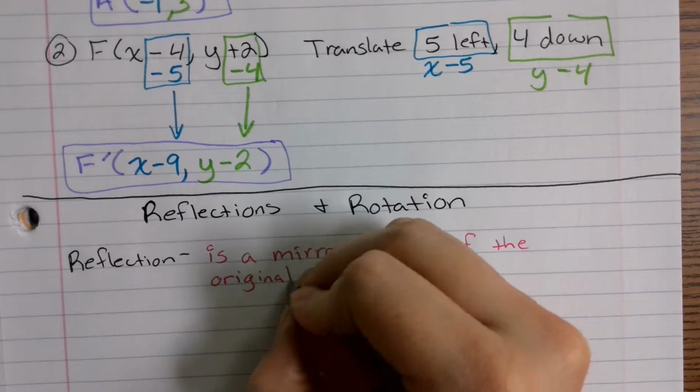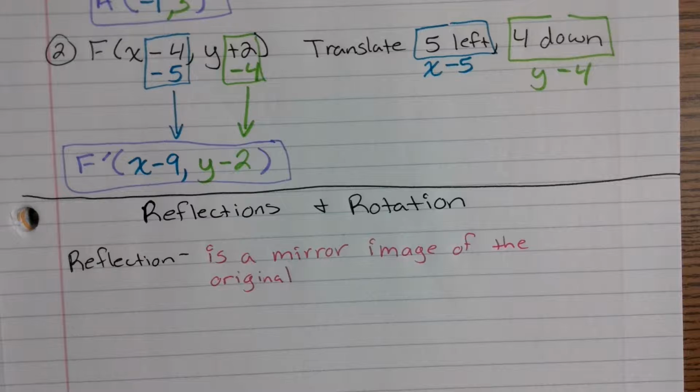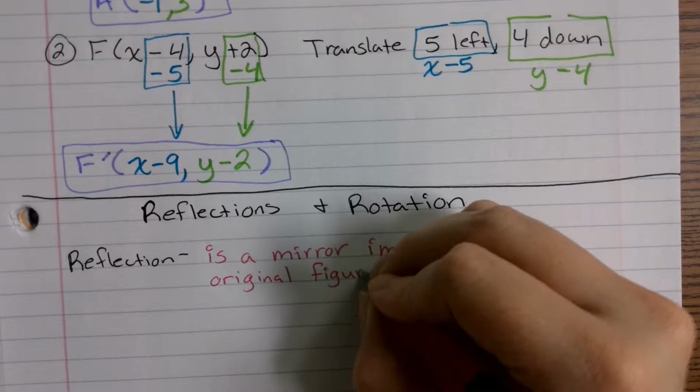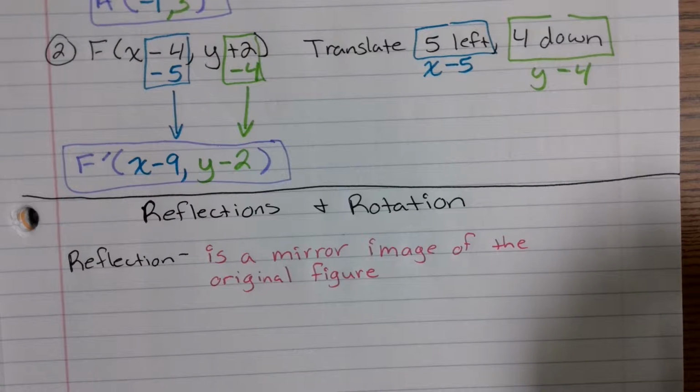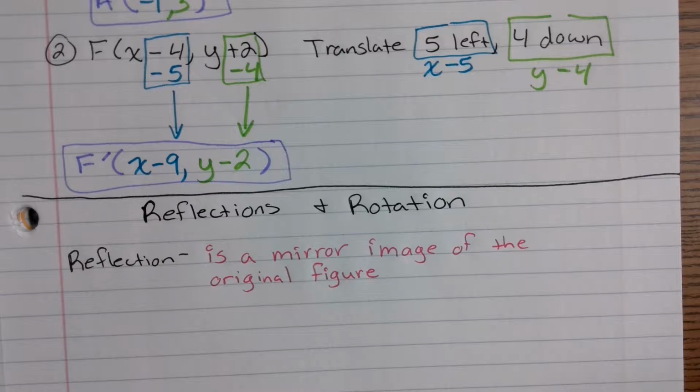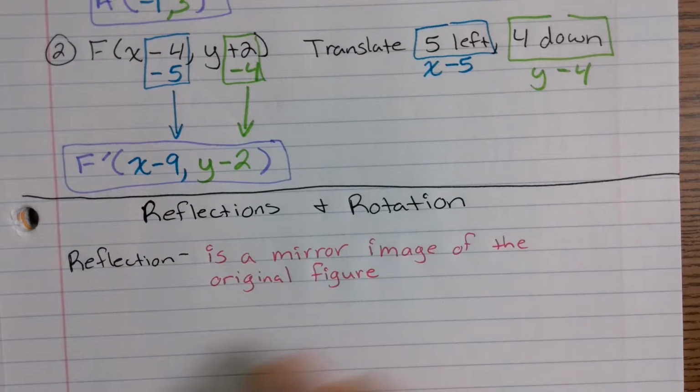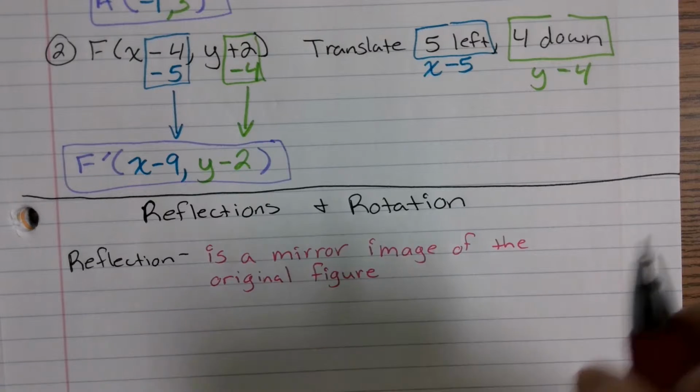And just like we called a translation, we had a different term for it. Who remembers what term it was? Translations, we also called them what? Starts with an S. What are you doing to the figure? Sliding. Sliding a translated figure.